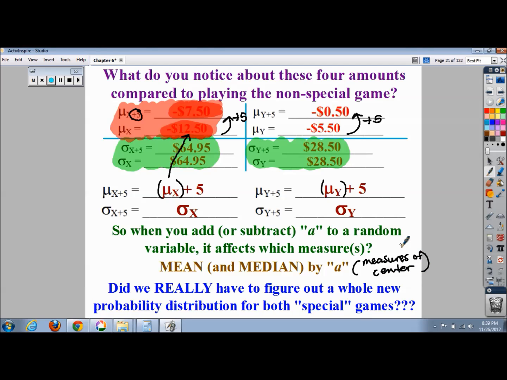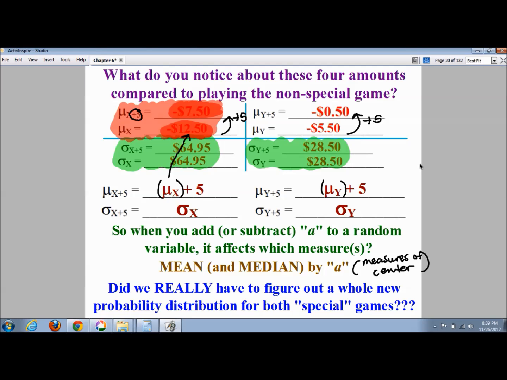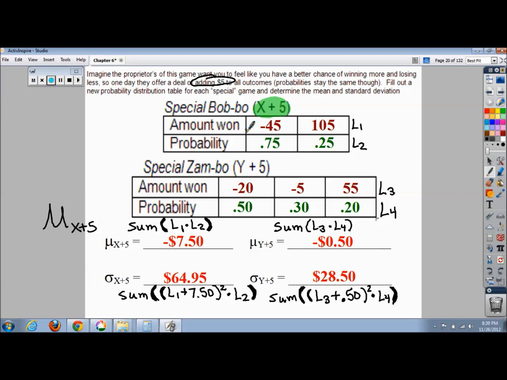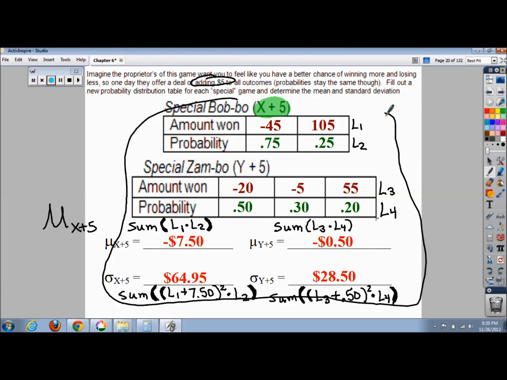Measures of spread, the standard deviation and the range, or IQR, were not affected. So when you add or subtract, only the mean, the mu, the expected value, is going to change. So I ask here at the bottom, did we really have to figure out a whole new probability distribution for both special games? And what I mean by that is, did we really have to do all of this? And the simple answer is no, we did not have to do this.